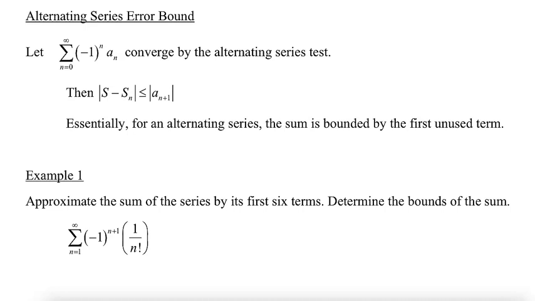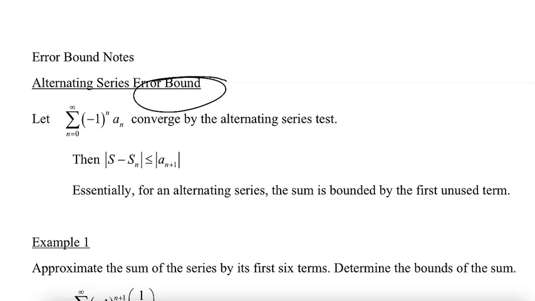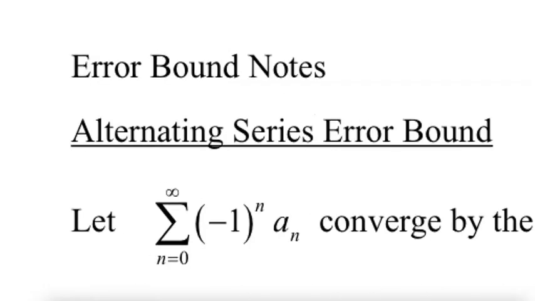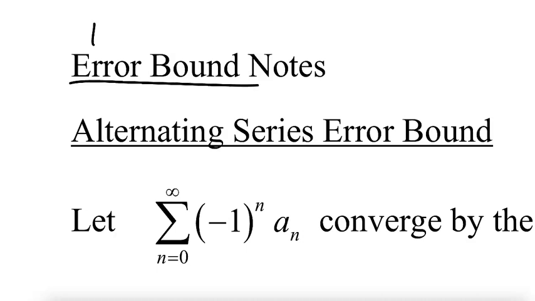Hello everybody! So in this video we are going to be talking about error bounds, not specifically just alternating series, but error bounds. So all that means, this can be called the tolerance. Essentially, tolerance is how much we are allowed to be off by.